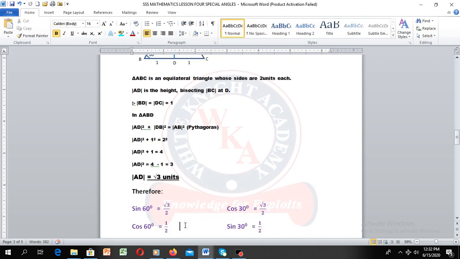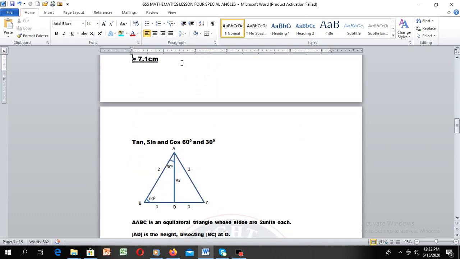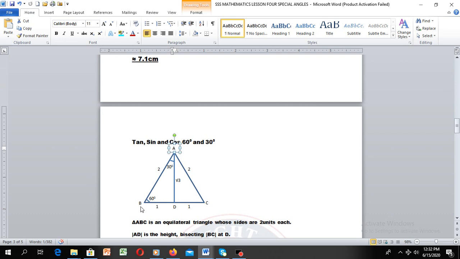Therefore, we go ahead to determine the trig ratios of sine 60, cos 60, tan 60, and also cos 30, sine 30 degrees, and tan 30 degrees. So sine 60, sine is opposite over hypotenuse as usual. So in this triangle, let's check out. We are using triangle ABD.